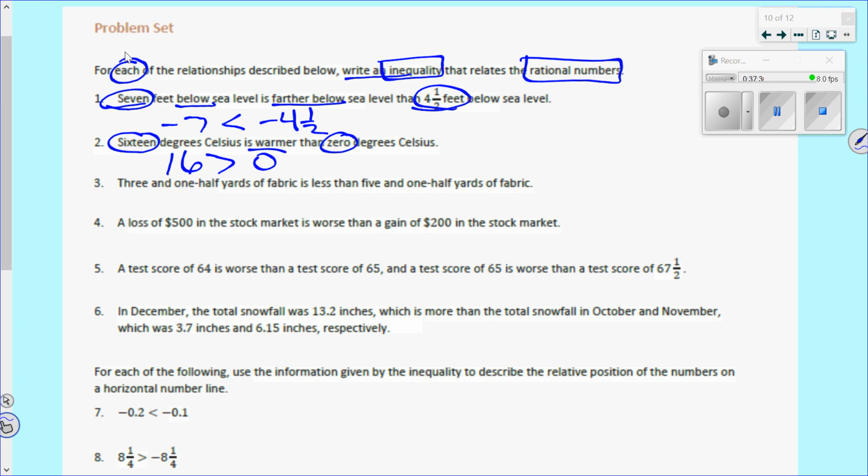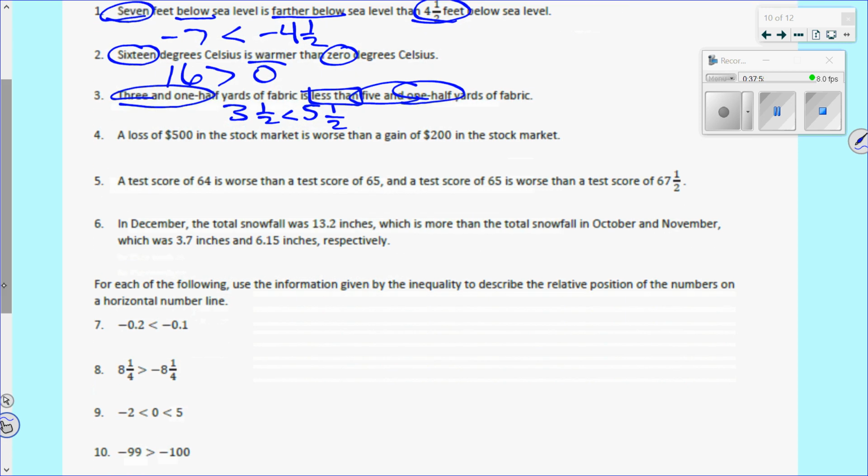Okay, our next one, 3½ yards is less than, that actually should make it easy, than 5½. So 3½ is less than 5½. Everybody good on that one? Did we do it right this time? Okay. No? No, we did it right. Okay. Well, David said no, so I just want to make sure.